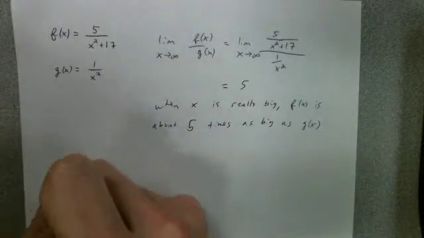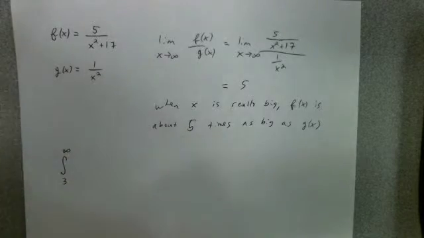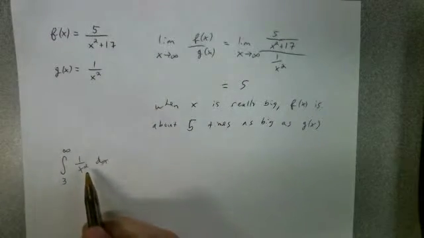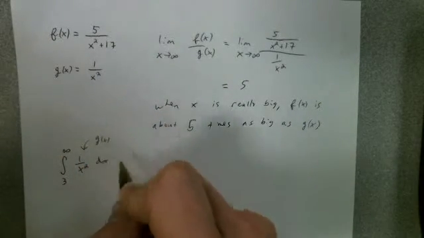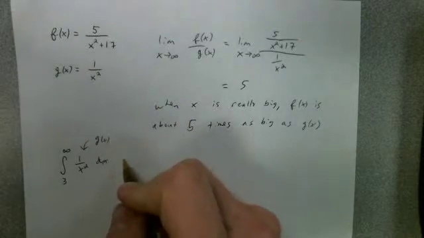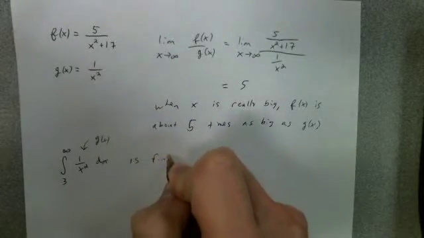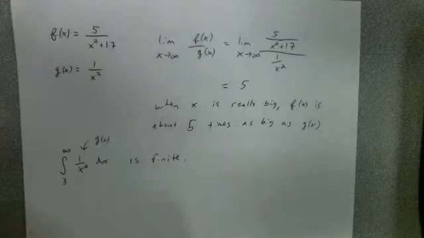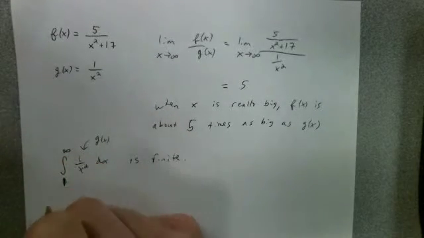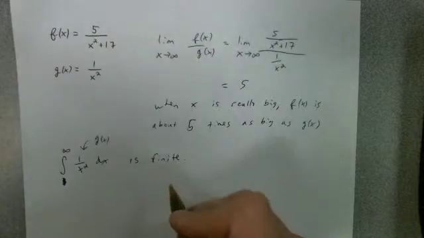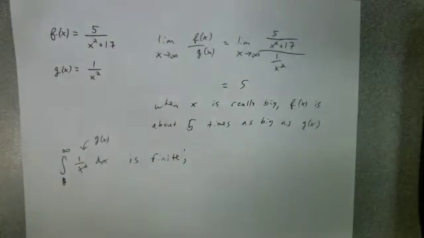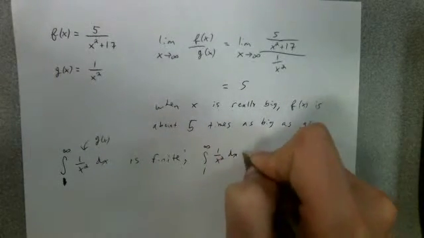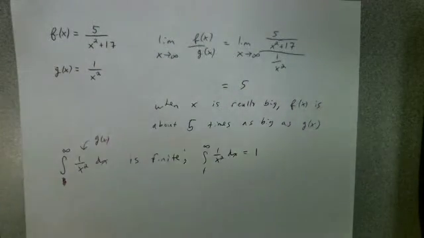So let's look at the integral from 3 to infinity of 1 over x squared dx. So I'm integrating g. We know that this area is finite. In fact, actually, I take it back. Let's switch to 1. Let's integrate from 1 to infinity. So not only is this integral finite, we actually computed this integral earlier. The integral from 1 to infinity of 1 over x squared is actually 1. Anyway, so it's finite.